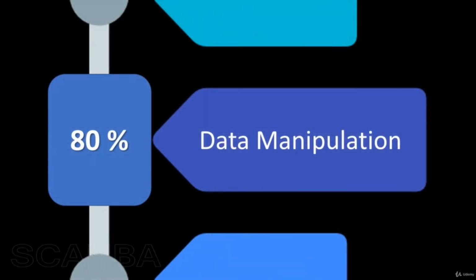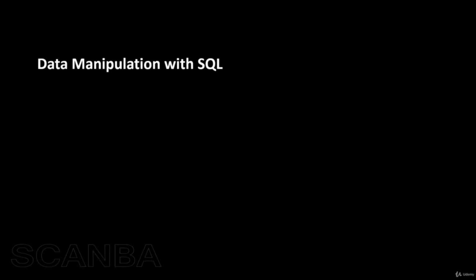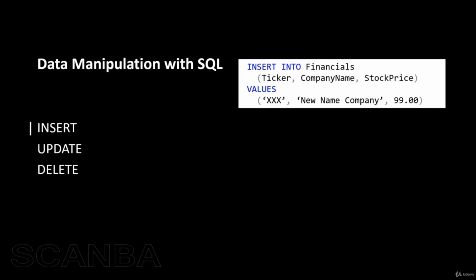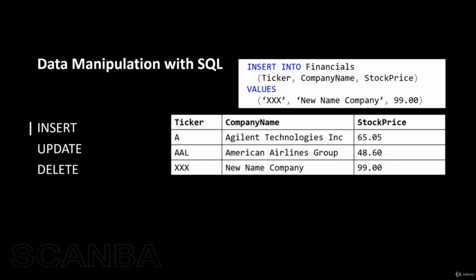A common assumption is that about 80% of the time on a data science project is spent on data manipulation. Much of that time is spent working with SQL. SQL has three basic commands for data manipulation: insert, update, and delete. Insert is an SQL command for putting data into a table. Insert statements include the name of the table, the name of the columns with values being inserted, and a list of values to insert. A simple insert command puts one row into a table.